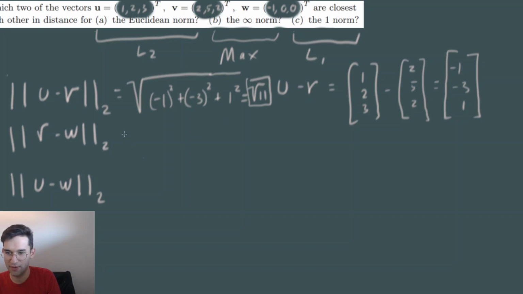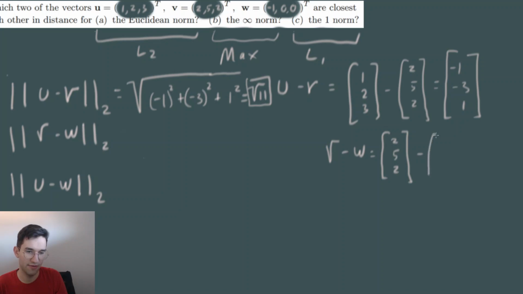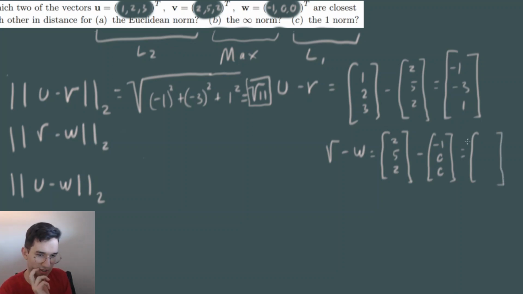Alright, let's do the next one. The next one, we'll give it a little more space. V minus w equals vector v, 2, 5, 2. I mean, if you can do this all in your head, more power to you. I'm going to make a mistake either way. So, minus 1, 0, 0. So 2 minus 1 is 1. 5 minus 0 is 5. 2 minus 0 is 2. So that's what that is.